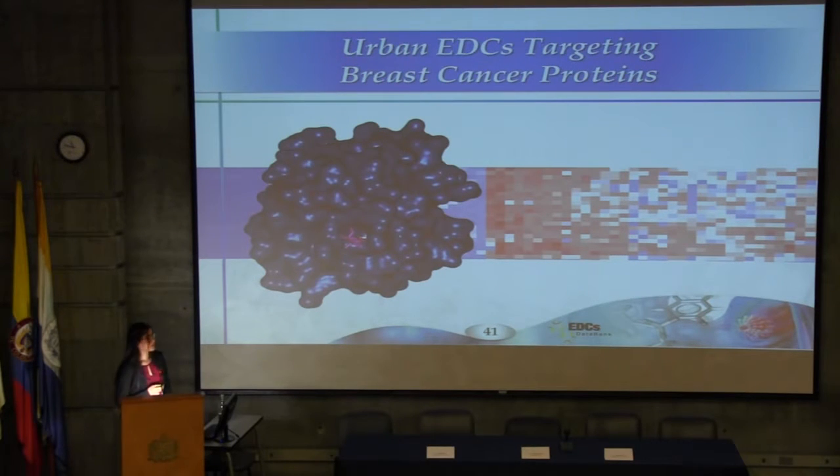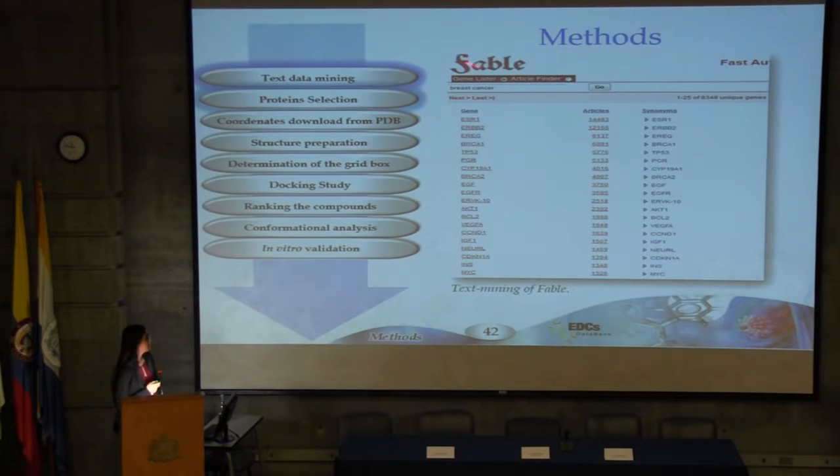Here is the third part, which is high-throughput virtual screening of urban endocrine disruptors targeting breast cancer proteins. So this part generates a huge amount of data with more than 180 proteins and more than 300 molecules. The first step was to identify the proteins correlated with breast cancer in the scientific reports. For that, I used this great tool called Fable, in which you can add a keyword and it shows you the genes and proteins in a non-redundant manner of those that are related with this term.